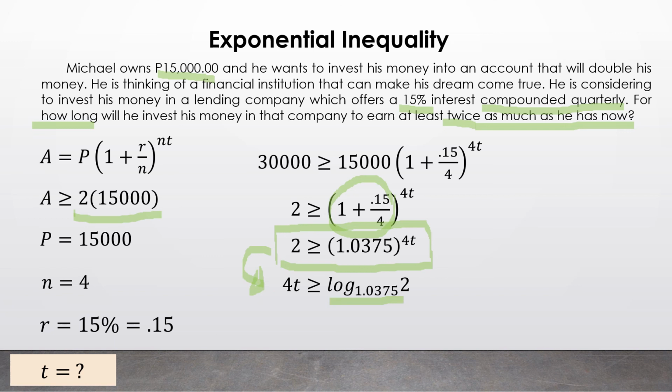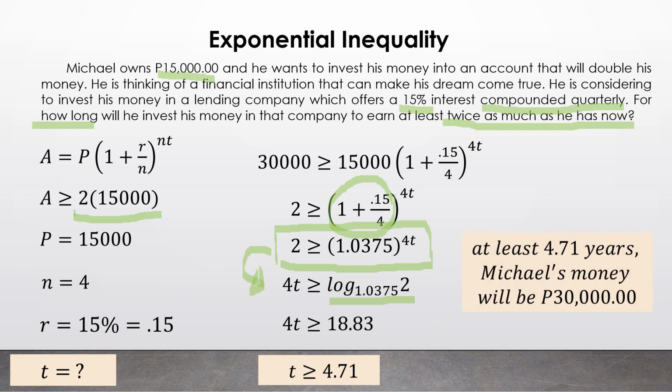So, by getting the value of this logarithm, we have 4t is greater than or equal to 18.83. Dividing both sides by 4, we have t is greater than or equal to 4.71. Therefore, at least 4.71 years, Michael's money will be 30,000 pesos.